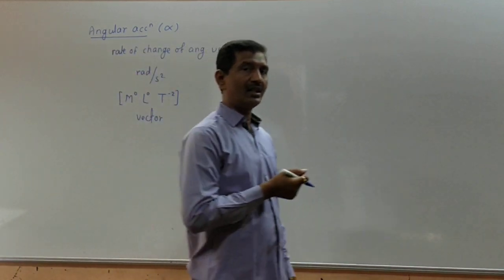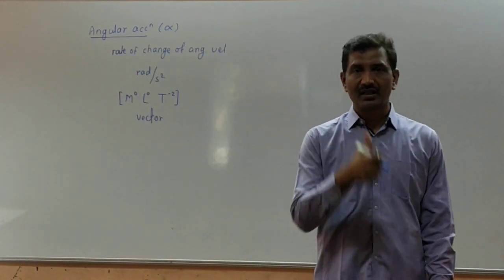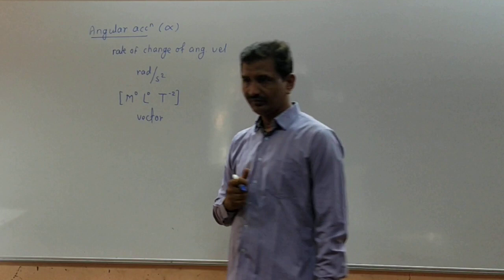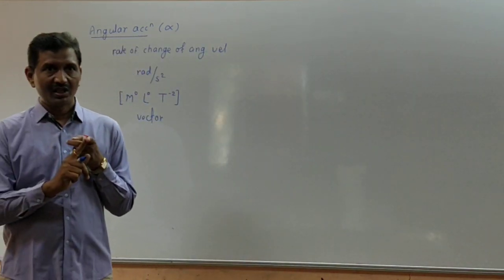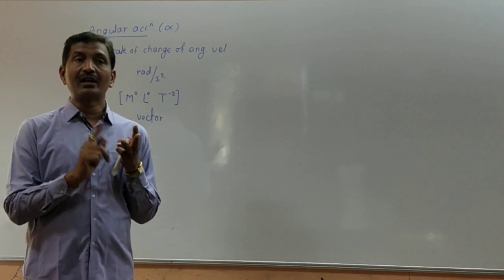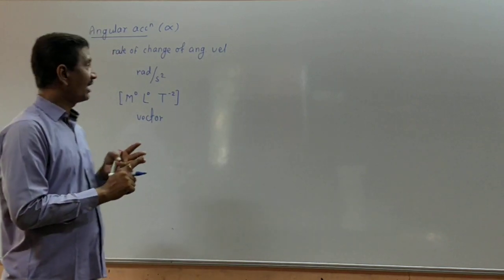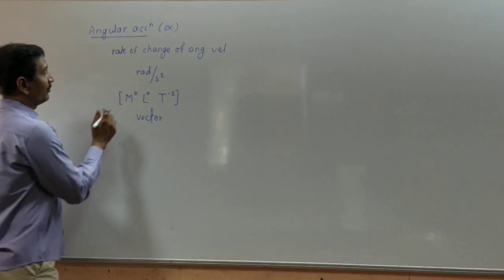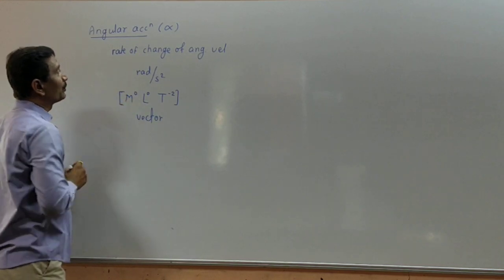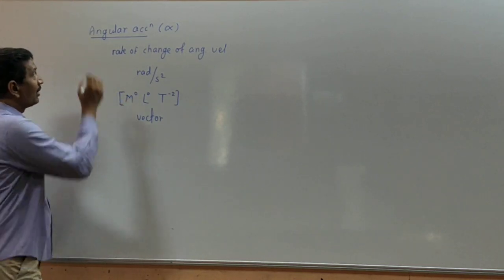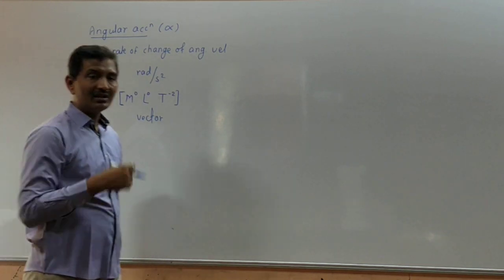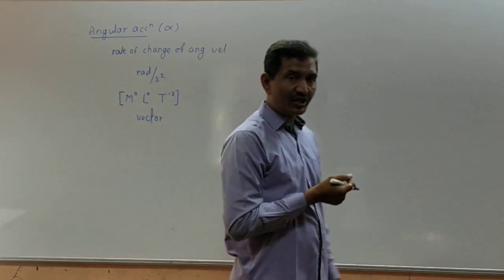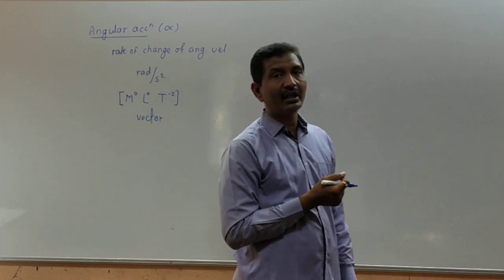Again, to represent the direction of angular acceleration, we use the right hand thumb rule. The direction of delta theta, omega and alpha are the same, and for all these we use the right hand thumb rule. Again, angular accelerations are of two types: instantaneous angular acceleration and average angular acceleration.